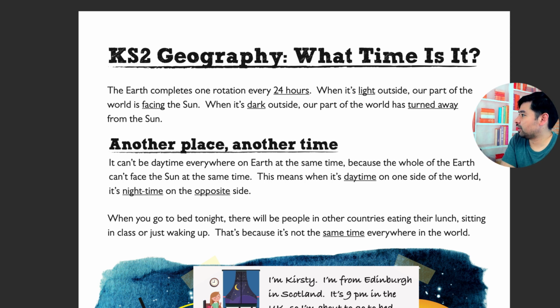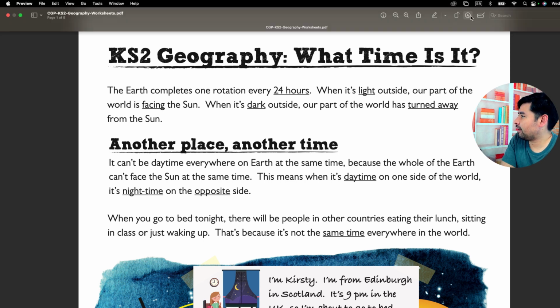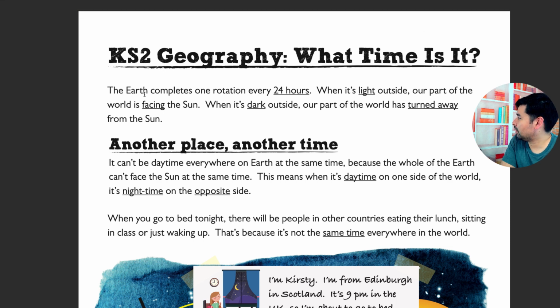Let's begin. As always, I'm gonna get my marker. I'm gonna use purple today, and then let's begin with this first part. The Earth completes one rotation, like goes around, every 24 hours. When it's light outside, our part of the world is facing the sun. When it's dark outside, our part of the world has turned away from the sun, right?